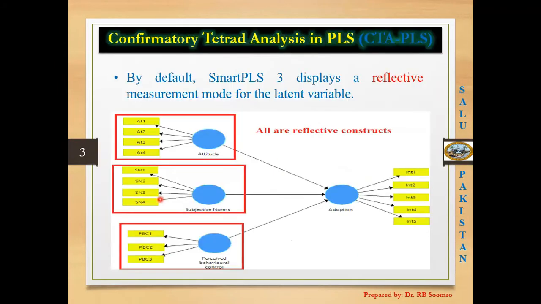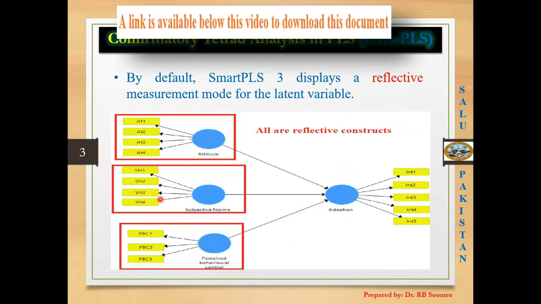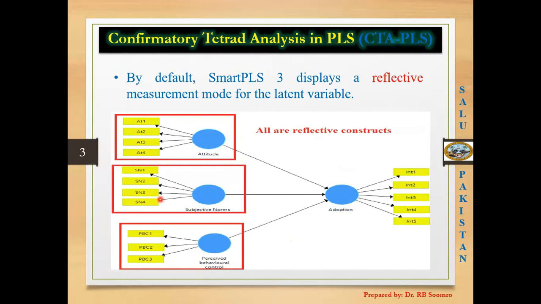Now, when we are working in SmartPLS and drawing our constructs, by default SmartPLS makes all of them reflective unless you change the direction. Whenever you create a model in SmartPLS, it will always be reflective. You are looking here, attitude, subjective norm, and perceived control, all these are reflective.